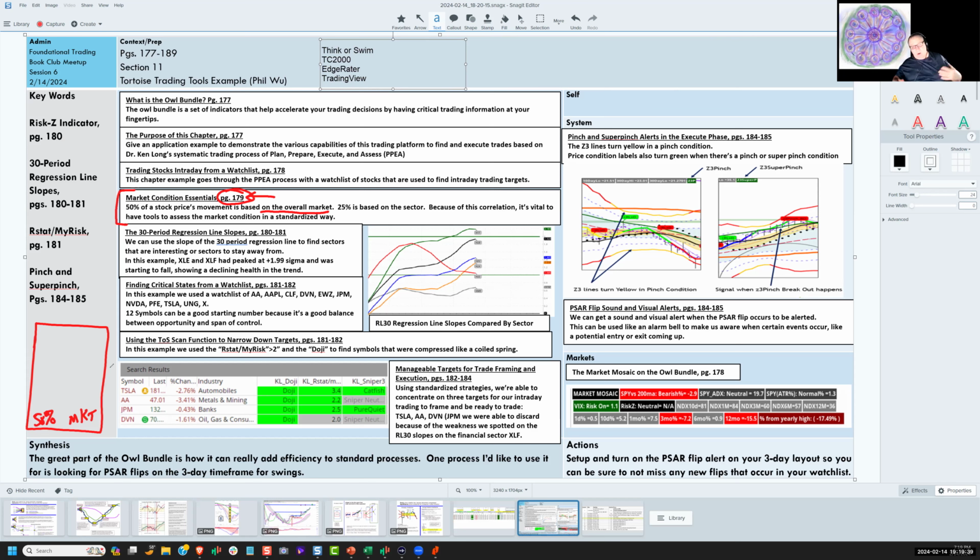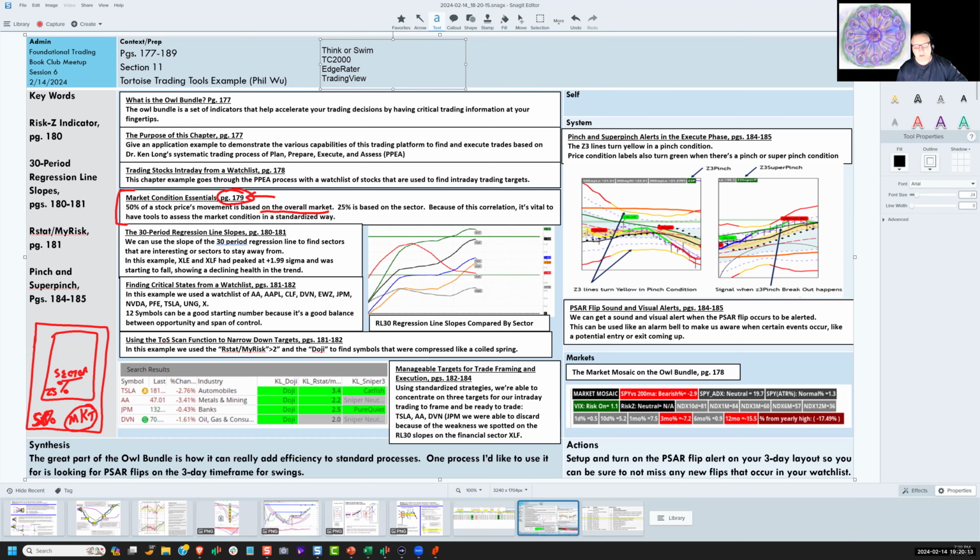Like we pick large cap stocks in the US and a few global. So that if the market is up, 50% of the movement of that symbol is derived from the fact that it's inside a market that's moving up and down. And then about 25% of a symbol's performance can be related to the sector that it's in.